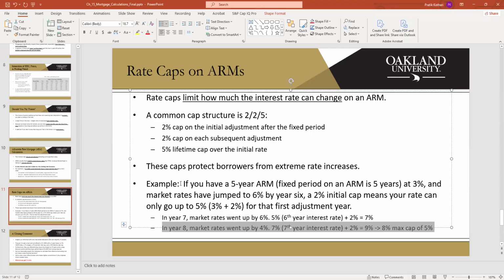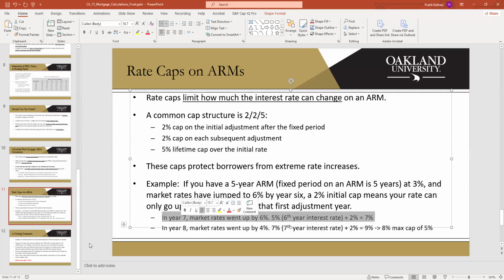Let's go through this example one more time. If you have a 5-year ARM, that means the fixed period on this ARM is 5 years at 3%. Okay, that's your interest rate for the first 5 years. Now in the 6th year, market rates have jumped by 6%. That means in year 6, your rates are going to go up, but by how much? Well, the maximum they can go up by is 2%. So in year 6, the maximum rate that you will pay is the initial 3% plus this 2% initial cap, which means a total of 5%.